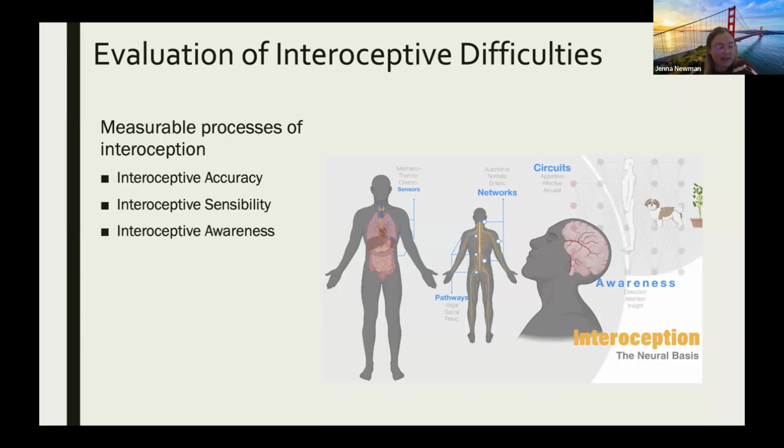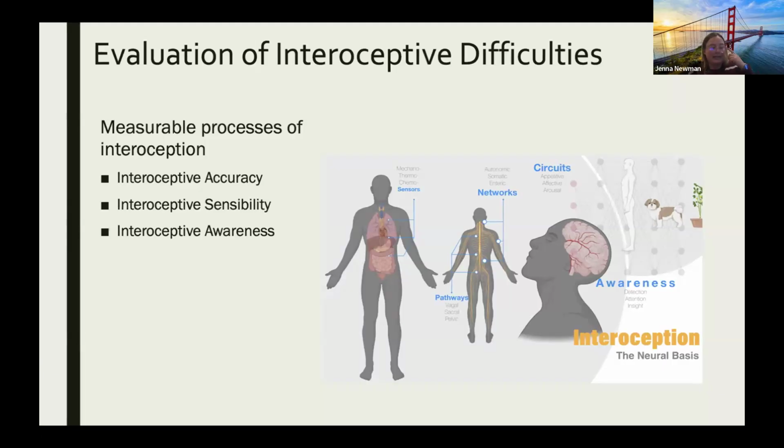And then the third process is interoceptive awareness. And this is the metacognitive awareness of your interoceptive accuracy. So, how well your confidence matches your actual performance. Do you know when you're right or wrong?